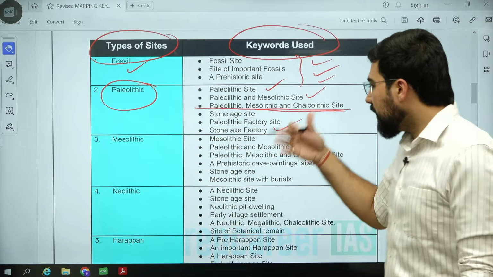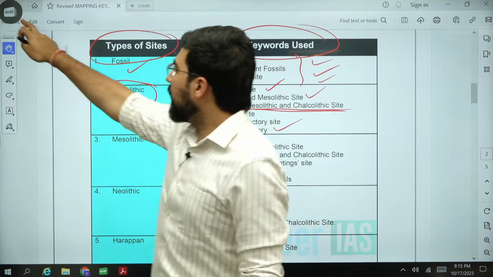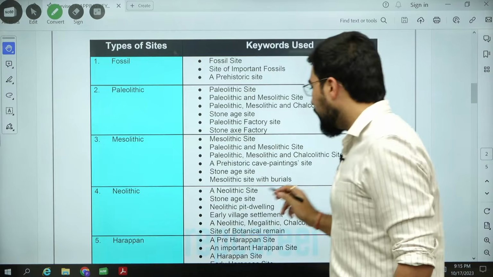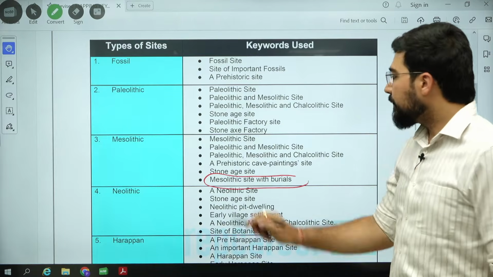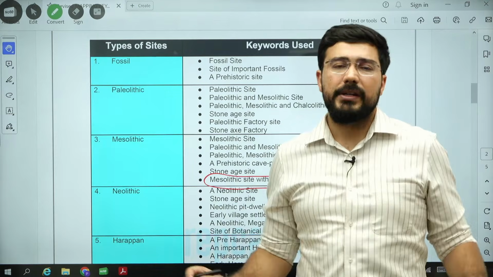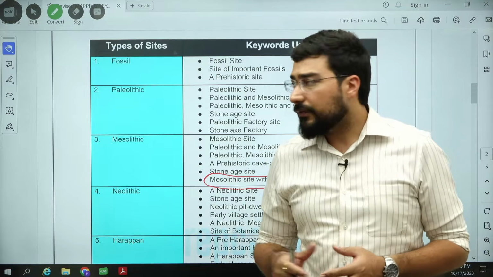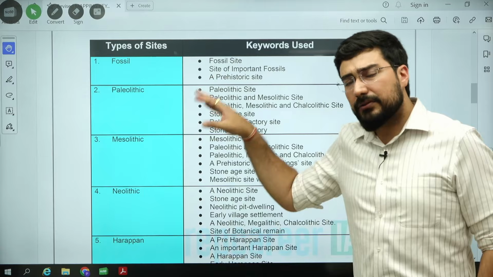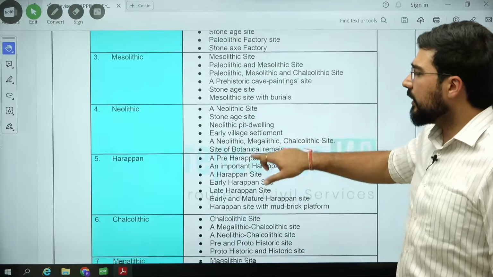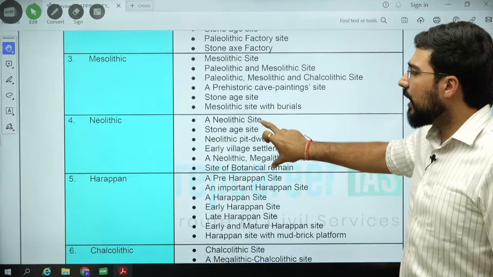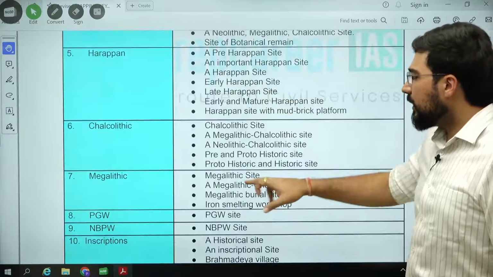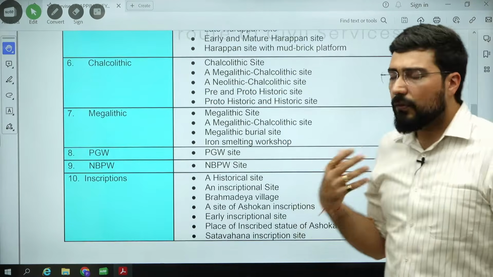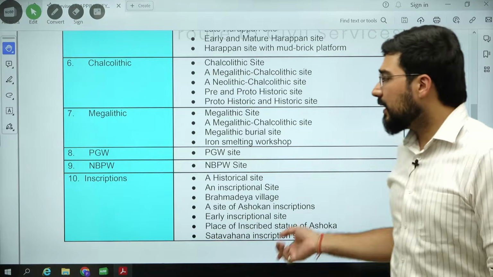In Mesolithic, again, you can see various kinds of keywords. Here, what they used was Mesolithic site with burials. So they are just trying to complicate the keywords, the different categories of keywords. If I see, there are not one or two categories, there are so many categories. Neolithic, then we have Harappa, Chalcolithic, Megalithic, and within these different kinds of keywords, like in Megalithic, iron smelting workshop, that has been asked this time around.